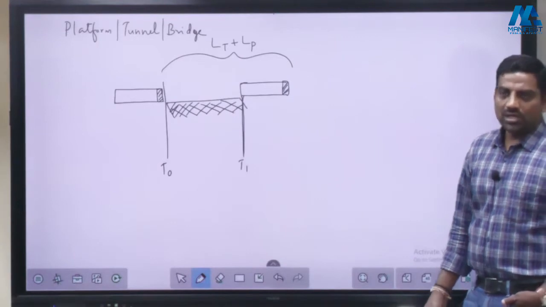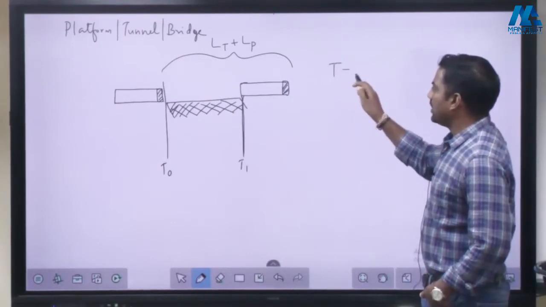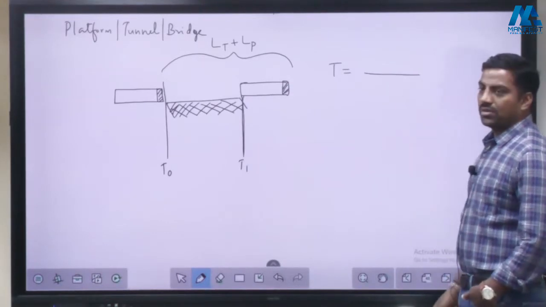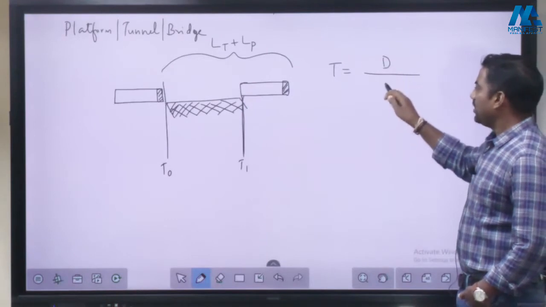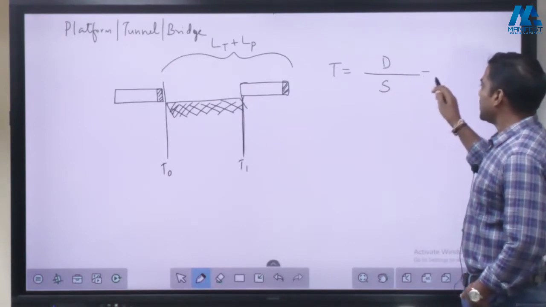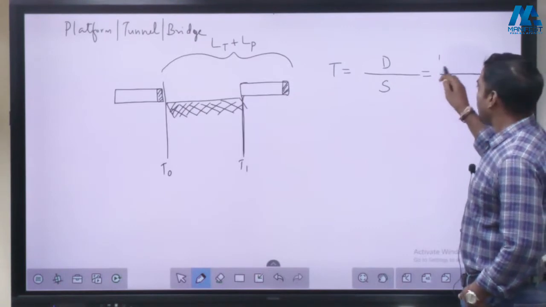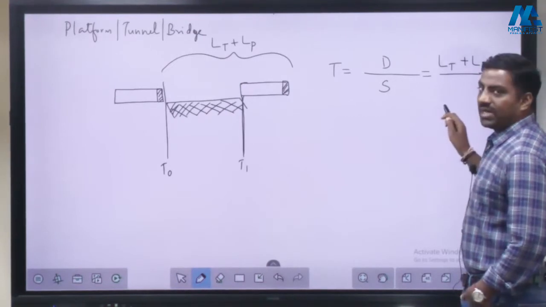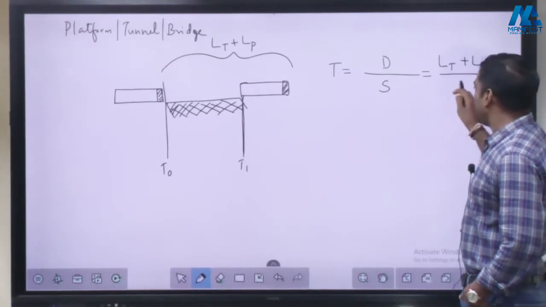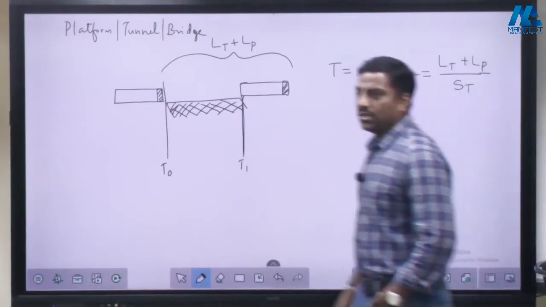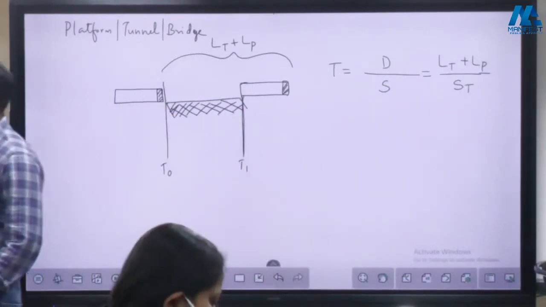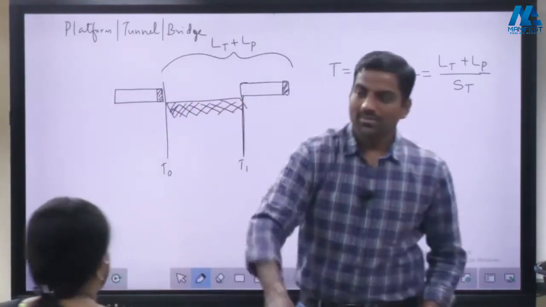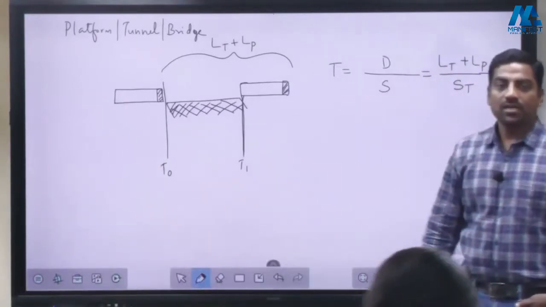Can you imagine? So now, if you want to calculate the time required by the train to cross this tunnel or platform or bridge, it is nothing but the distance it is covering divided by the speed. So this distance is nothing but what? Length of the train itself plus length of the platform, divided by speed of the train. Done?